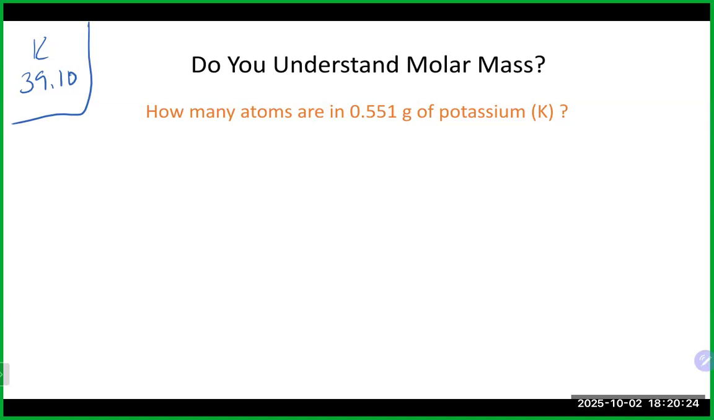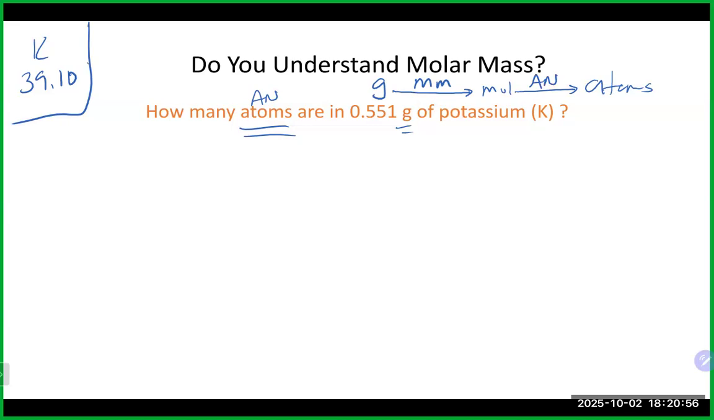All right, let's take a look. So here we want to know atoms. That should tell me Avogadro's number is going to be involved. We are starting with grams, and we need to get to atoms. As we talked about a second ago, the unit that ties those together is moles. So this would be our pathway. Grams and moles are tied together by the molar mass, and moles and atoms are tied together by Avogadro's number. That's going to get us there.